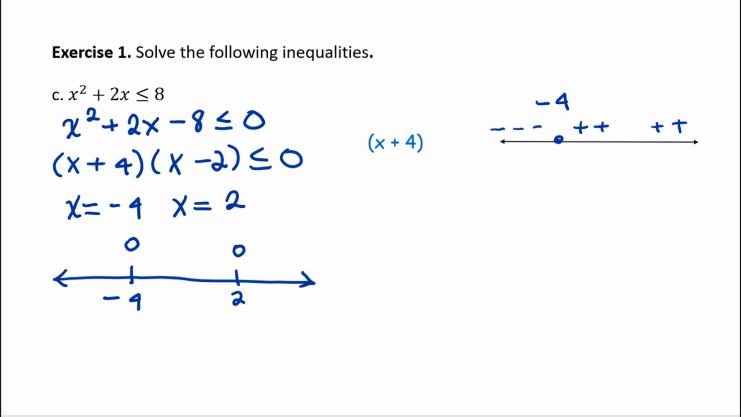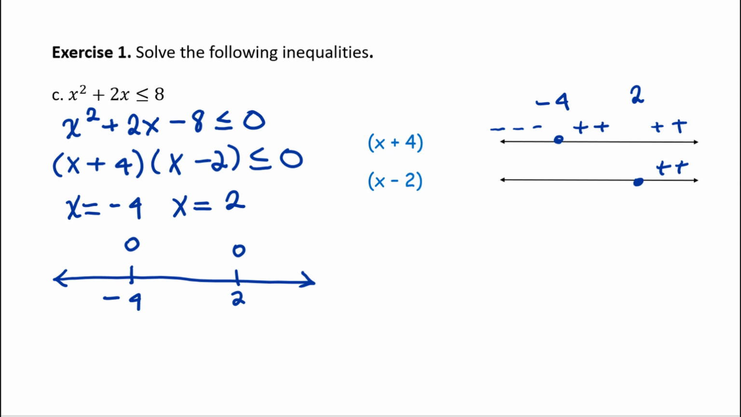Let's continue with this process for the factor x minus 2. At x minus 2, we know that for the number 2, 2 minus 2 gives us a 0. Let's select a number slightly bigger than 2, like 3. 3 minus 2 is a positive number.